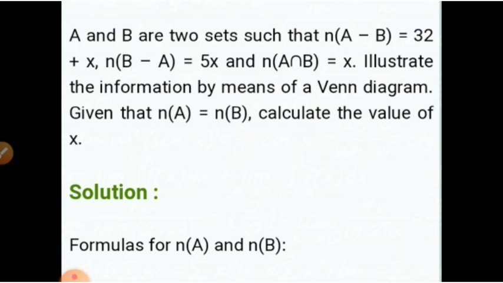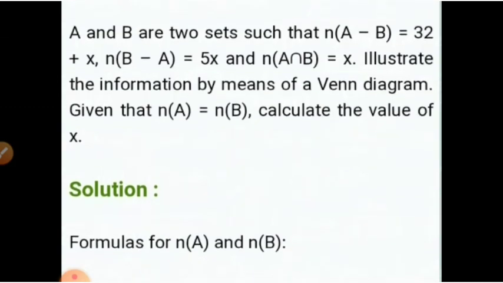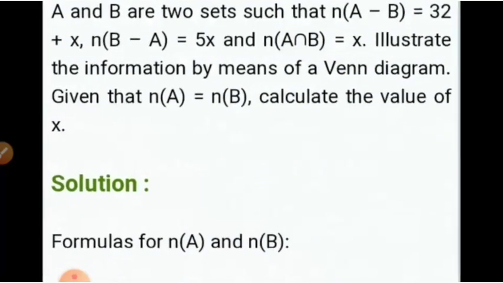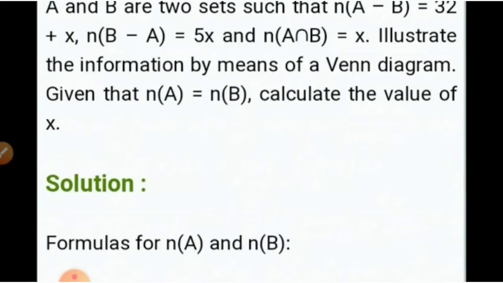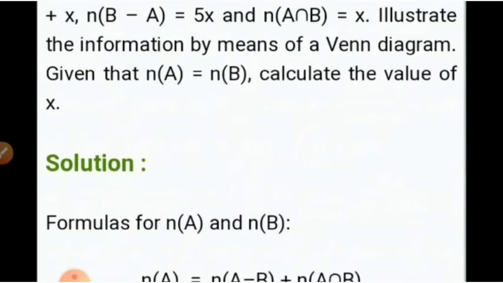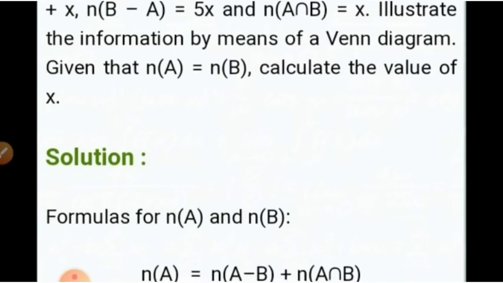A and B are two sets such that n(A − B) = 32 + x, n(B − A) = 5x, and n(A ∩ B) = x. Illustrate the information by means of a Venn diagram. Given that n(A) = n(B), calculate the value of x.